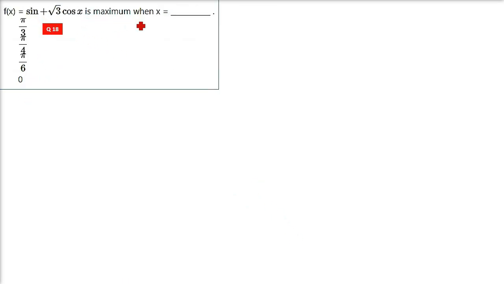Now f(x) equals sin x plus root 3 cos x is maximum when? Now first thing is what? If you don't know anything, we just differentiate.